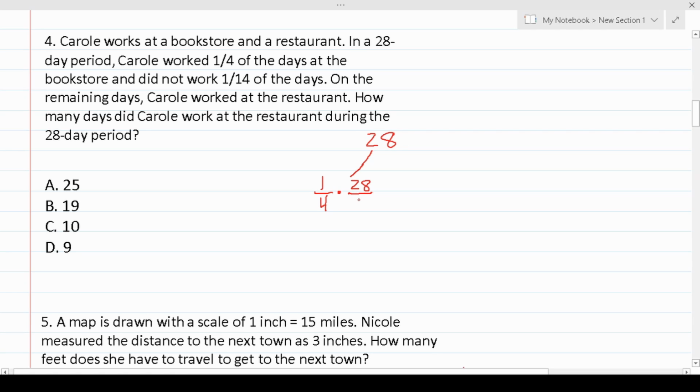To do this, we can simply write 28 over 1 and multiply straight across. So this becomes 1 times 28, which is 28 over 4. 28 over 4 is 7. So in other words, 7 of the days in a 28-day period, she's at the bookstore. Okay?